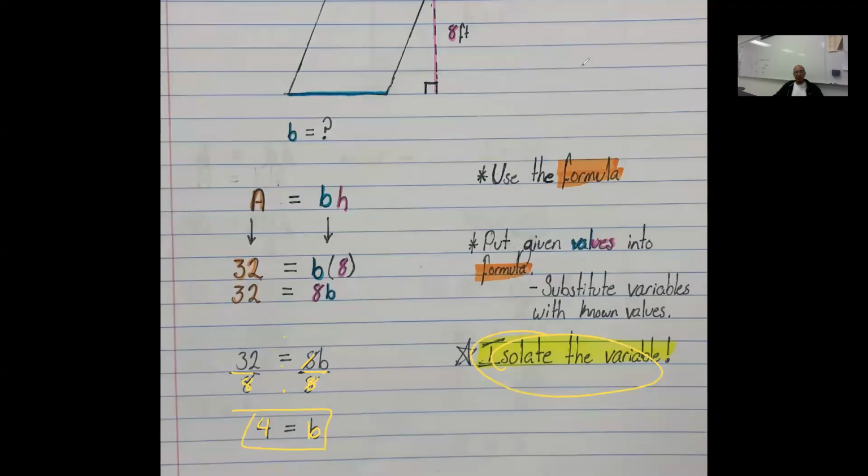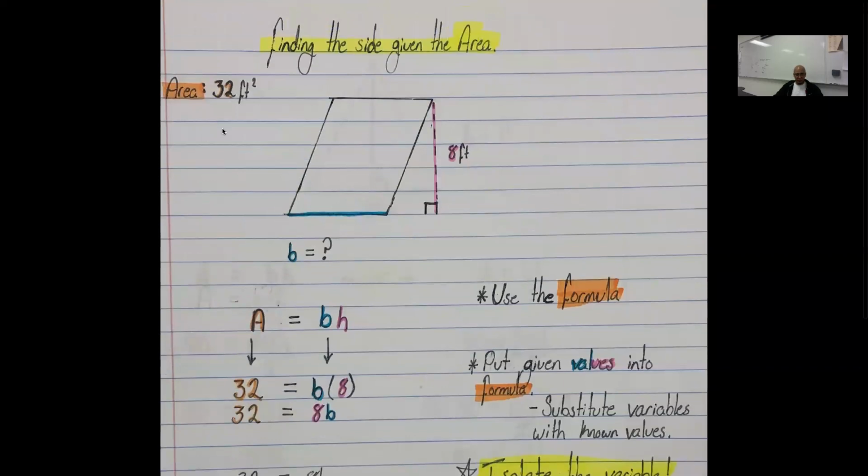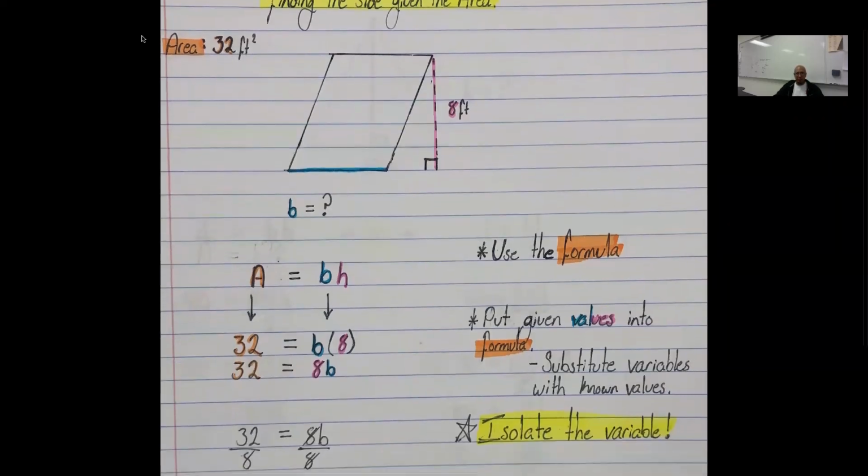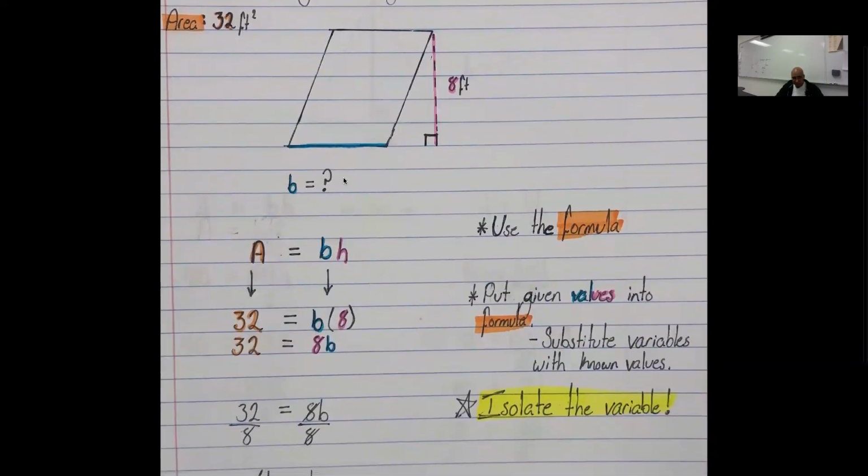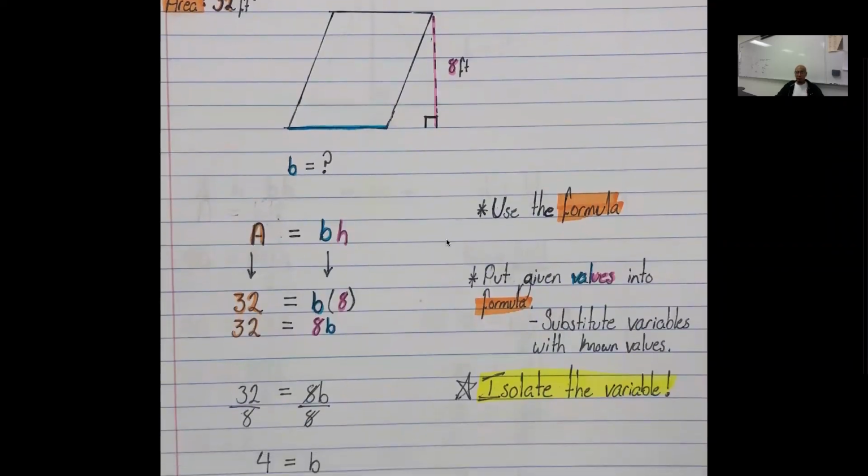All right. Again, ladies and gentlemen, we are given the area. We want to find the missing measure. In this case, I'm missing the base. So I write down the formula, area of a parallelogram. Area equals base times height. So I use a formula. Everybody, I want you guys to start with the formula.